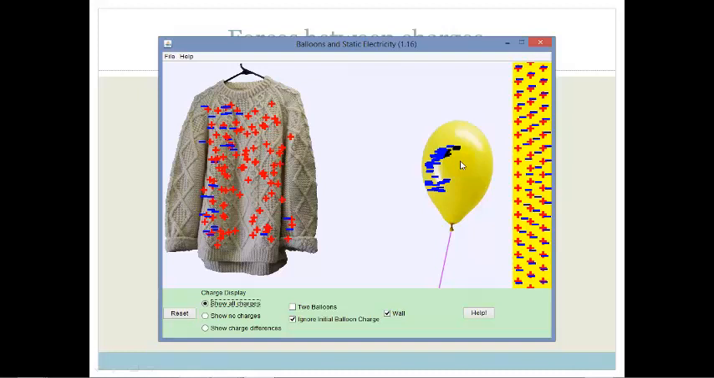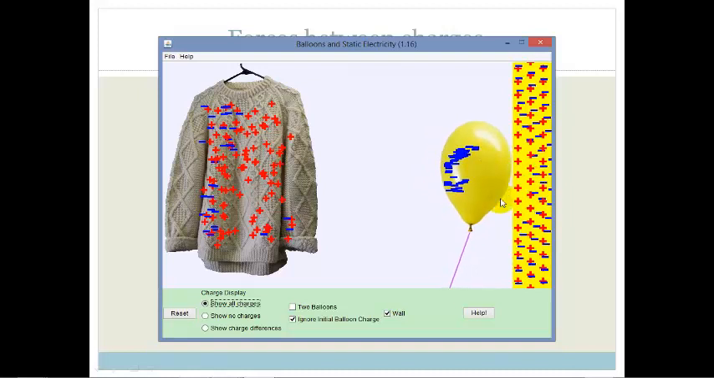Even though the whole wall is neutral, it is apparently positively charged because the electrons are being repelled. So if I put this here and I let it go, it'll actually stick to the wall. So guys, you can try this.